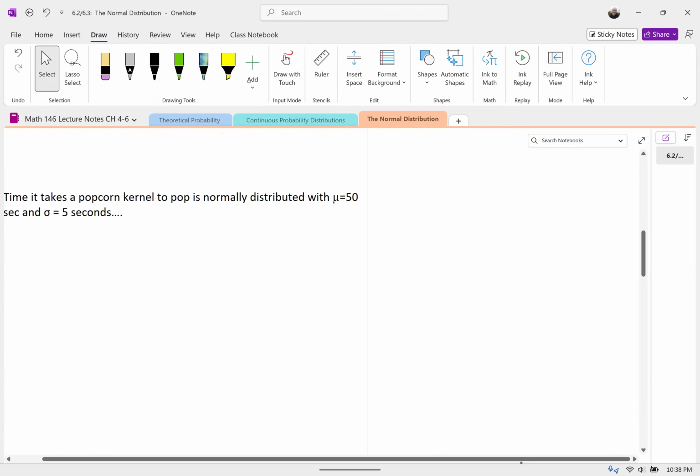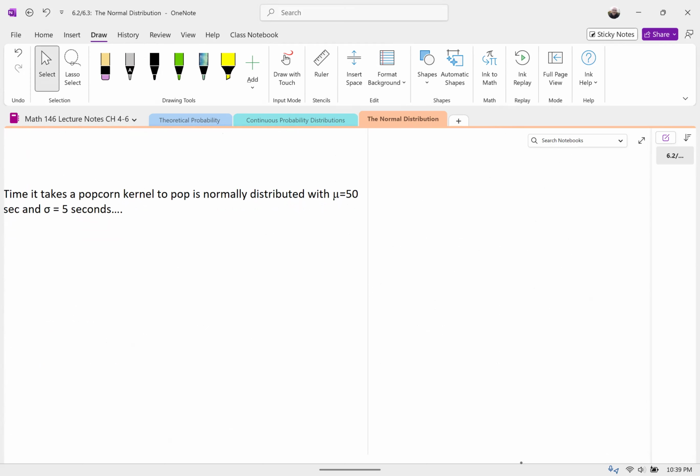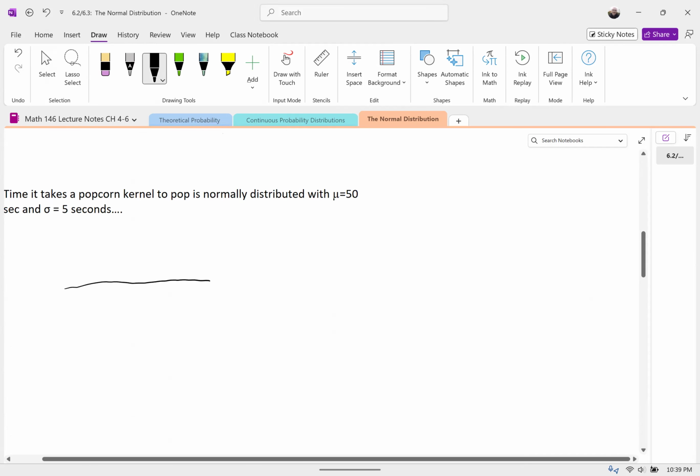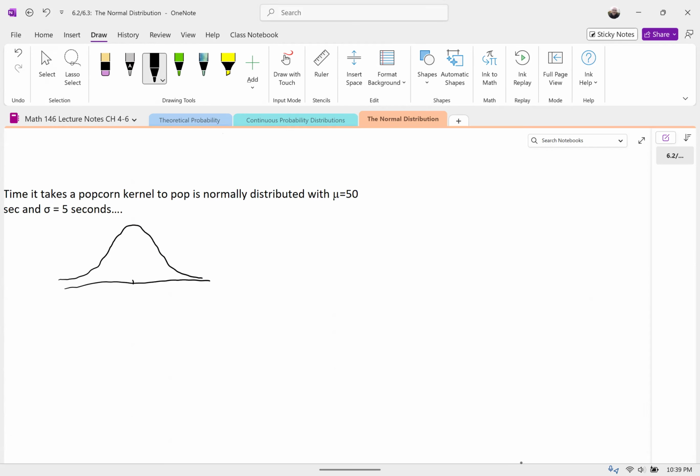Suppose, for an example, that the time it takes a popcorn kernel to pop is normally distributed with a mean of 50 seconds and a standard deviation of 5 seconds. What would that mean with the empirical rule? Maybe let's draw a graph of our distribution. Here's our nice symmetric, bell-shaped curve. In the middle, right at that highest peak, is going to be our 50 seconds. And it looks like my inflection point is roughly right about here in the way I've drawn that graph.